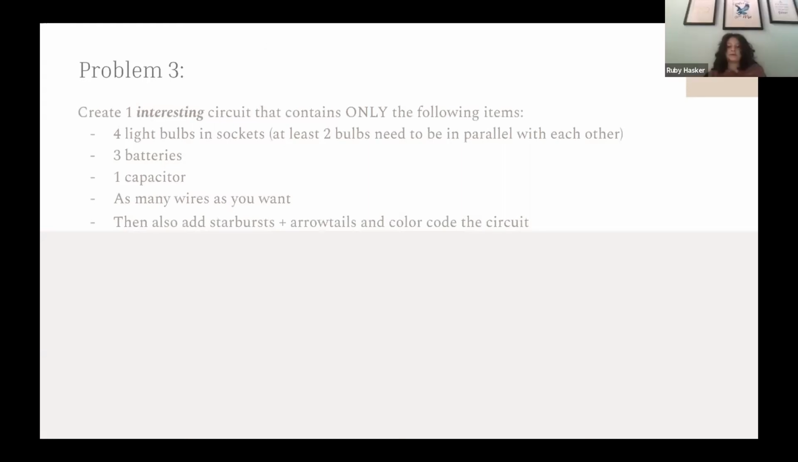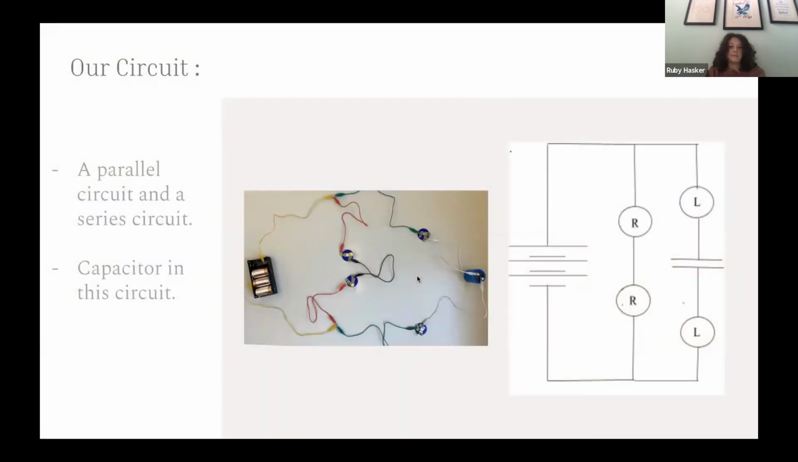These are the guidelines for problem 3, and the guidelines are to create an interesting circuit, including what materials we need to include in the circuit. Next slide. This is our circuit, and for our circuit we use 3 batteries, 2 round bulbs and sockets, 2 long bulbs and sockets, 1 capacitor, and 9 wires.